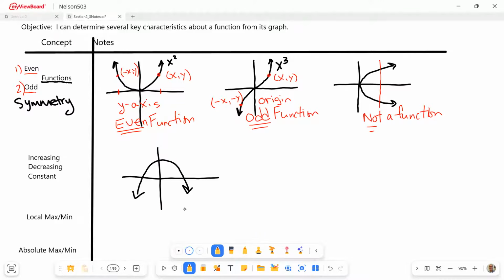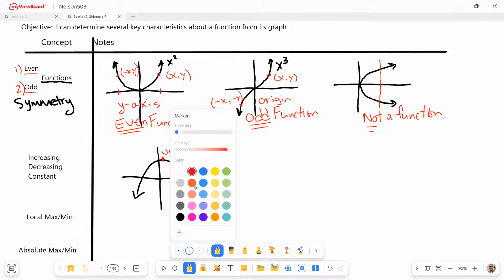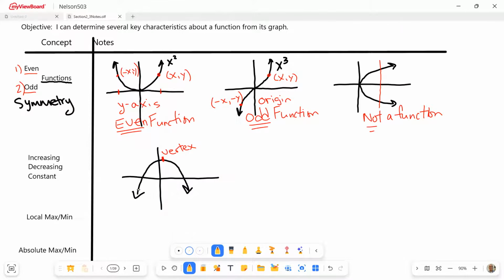Well, there's going to be something called a vertex somewhere, and I'm just putting the vertex not on the y-axis. Let's say it's been shifted a little bit to the right. So this thing right here is called the vertex, and let me see if I can do this. Let me see if I can put this in yellow. Geez, I don't know if that's going to show up very well.